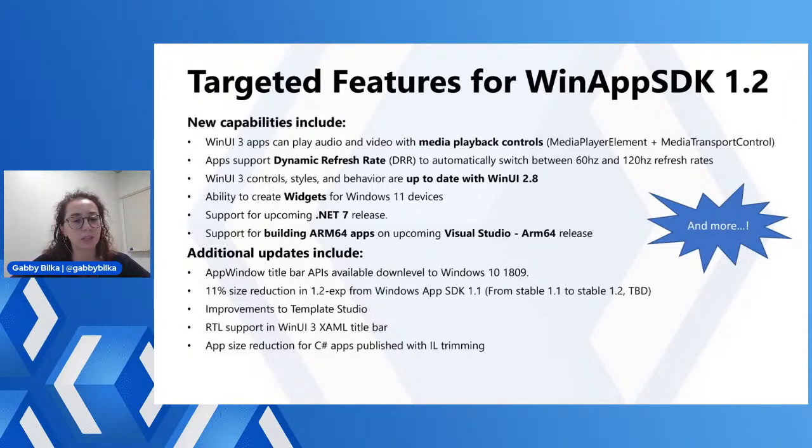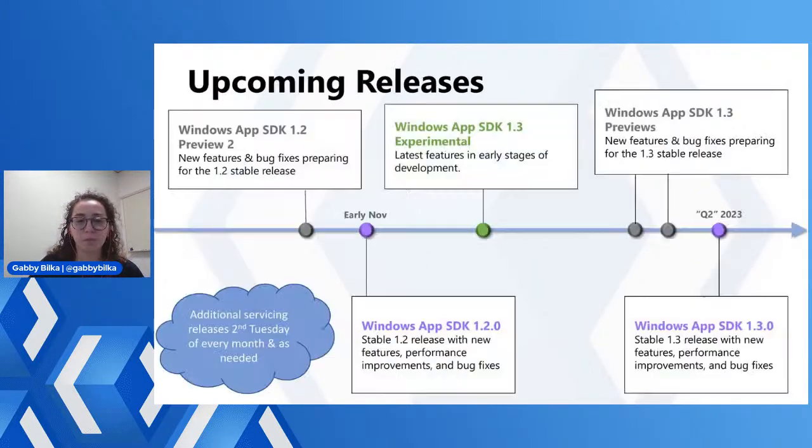There's more that I haven't included in this top level list. Definitely check out our release notes for both the previews and the stable once they come out. But some other updates include app window title bar APIs going down level, size reduction, improvements to Template Studio, RTL support in the WinUI 3 title bar, and an app size reduction for C# apps published with IL trimming. So if you have any questions on that, you can ask in the chat and we'll do our best to answer.